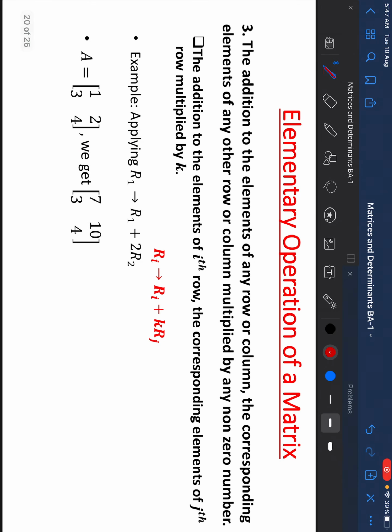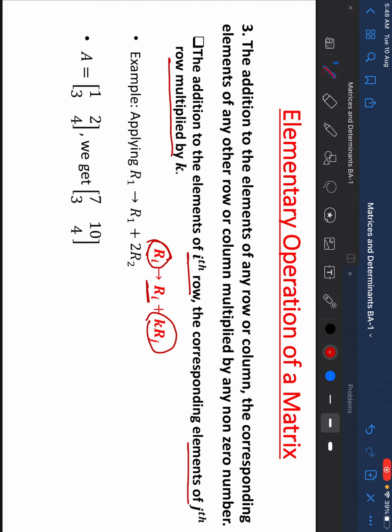Now we have the third and the last operation of a matrix. The third operation says addition to the elements of ith row, the corresponding elements of the jth row multiplied by k. I know it's too complicated. Just look at the operation. Suppose I pick one row Ri, then I am adding the elements of Ri with k multiplied by the elements of another row.